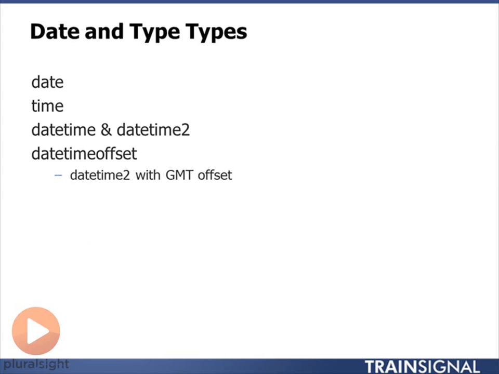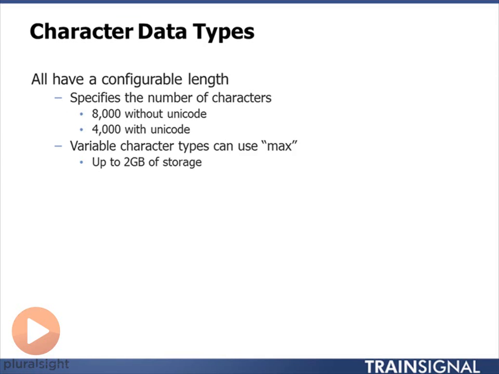We've got all sorts of different date-time data types, where date is just going to store dates, and time is just going to store time. You have datetime and datetime2, where the difference between them is the amount of precision, or basically how many nanoseconds we can get down to with both. And then finally, we have datetimeoffset, which is really just a datetime2 with a GMT offset stored inside of there. We have all sorts of different options for storing character data.